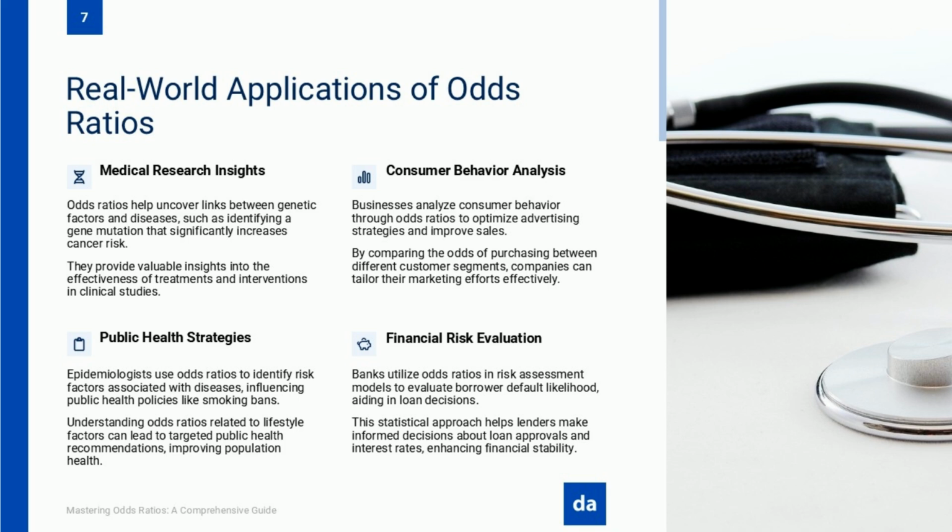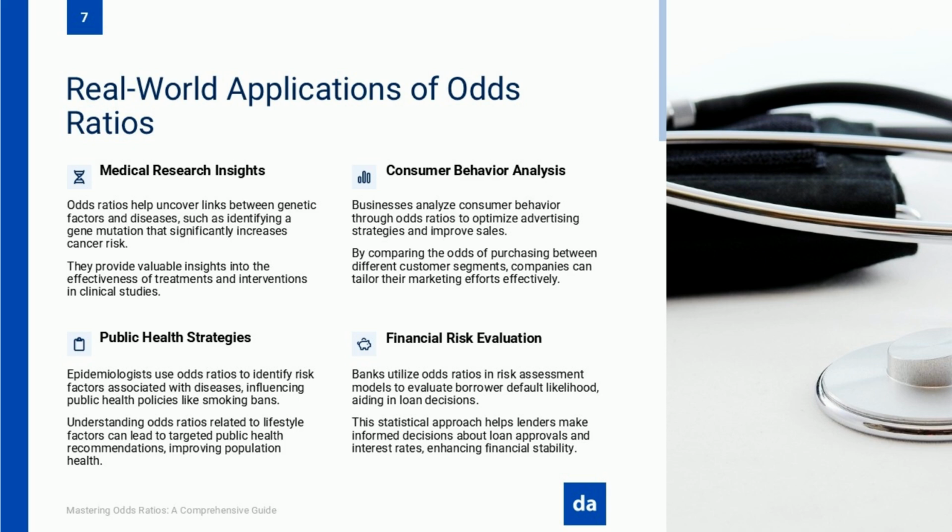Consider how odds ratios might influence a public health campaign. If a study shows that individuals who engage in regular physical activity have significantly lower odds of developing heart disease, health officials can use this information to design targeted interventions. They might allocate resources to create more public spaces for exercise or implement educational programs emphasizing the importance of physical activity. The odds ratio provides a concrete metric that can justify these initiatives and demonstrate their potential impact.